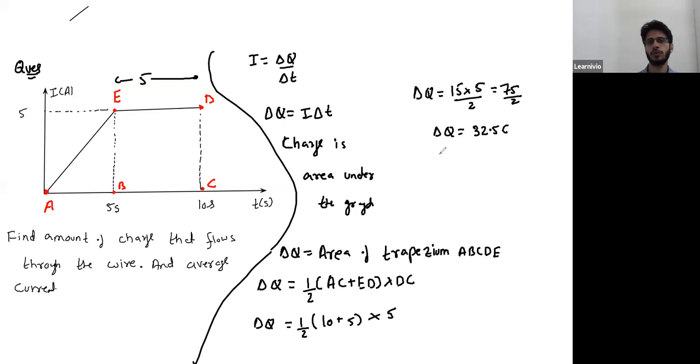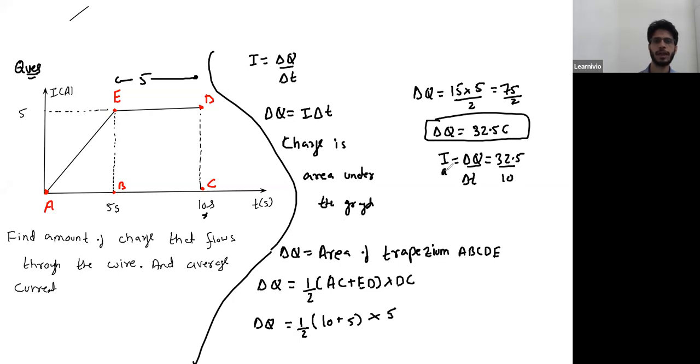32.5. So average current is delta Q over delta T. That's 32.5 divided by time. The total time is 10 seconds. So that's the answer of the first part. Your I average comes out to be 3.25 ampere. Just note it down and tell me if you have any doubt.